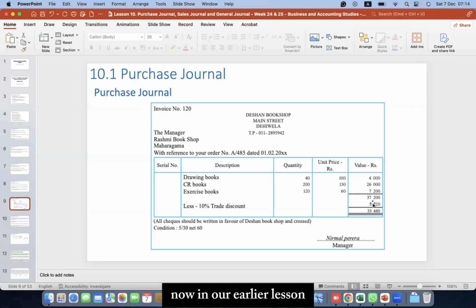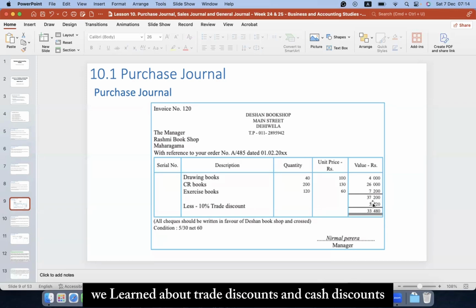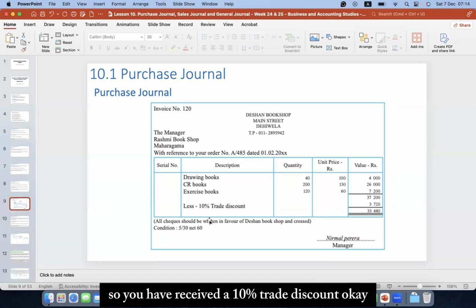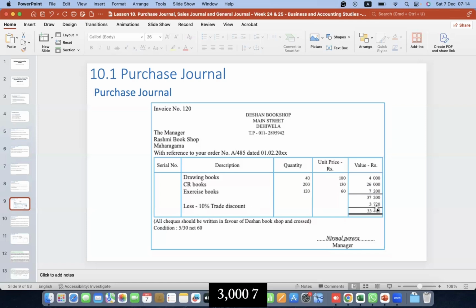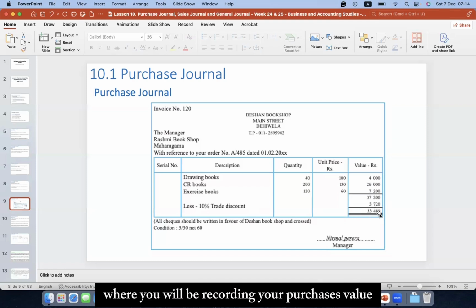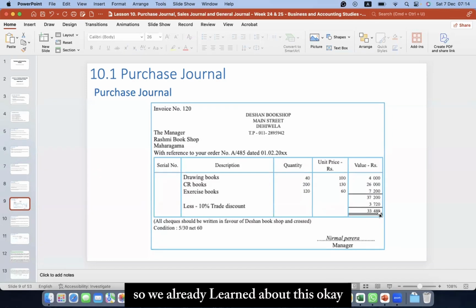Now in our earlier lesson also we learned about trade discounts and cash discounts. So you have received a 10% trade discount, 3,720. And this trade discount, you have to deduct it, and this is the net amount where you will be recording your purchases value. The trade discount, we are not recording it in our account. So we already learned about this.